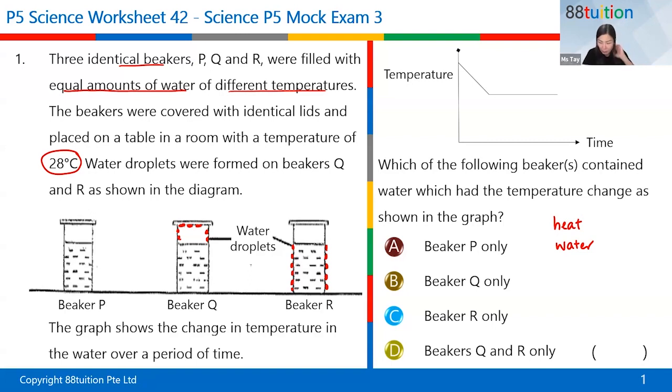Which of the following beakers actually contain water which had temperature change as shown in this graph? So it started off at this temperature. If I'm going to ask you many questions, the rest of you also must answer in the chat. All right. So the temperature actually goes down, right? The temperature is dropping until this particular point, and then it stays the same throughout the rest of the time. Right, Gordon? Can you see that?